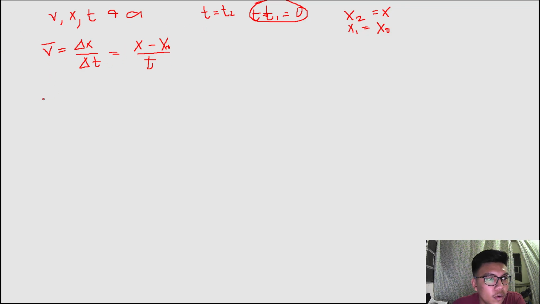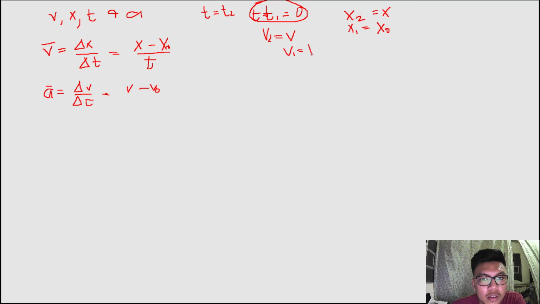Okay. So, meron naman tayong equation para sa acceleration. Our average acceleration, we have delta v all over delta t. So, simply, this is equal to v minus v sub o. Okay, so yung ating v dito, yung v sub 2 natin, that will be named as v. And yung ating v sub 1 will be named as v sub 0, or initial velocity.